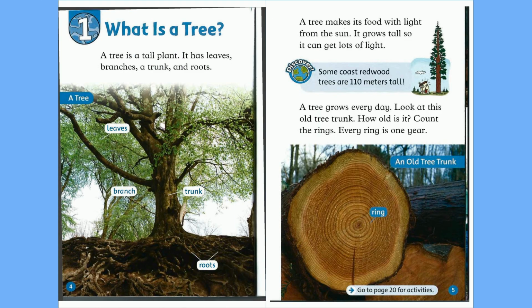Chapter 1. What is a tree? A tree is a tall plant. It has leaves, branches, a trunk, and roots. A tree makes its food with light from the sun. It grows tall so it can get lots of light. Some coast redwood trees are 110 meters tall.